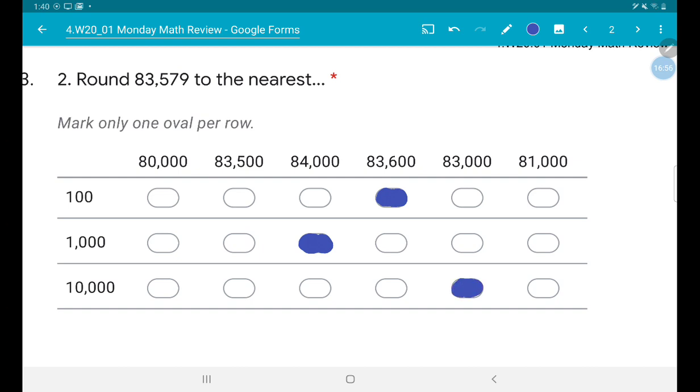All right. That one should have been a pretty easy review. We've been rounding all year. Most of our lives, really. Rounded to the nearest thousand is 84,000, but rounded to the nearest 10,000, I said 83, but it should be 80. I just said it wrong. Thank you for correcting me.